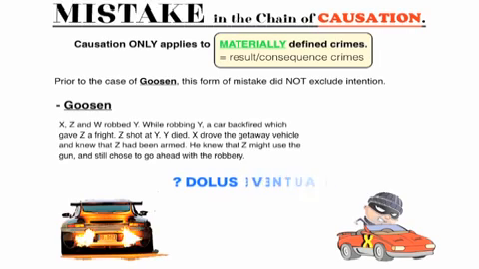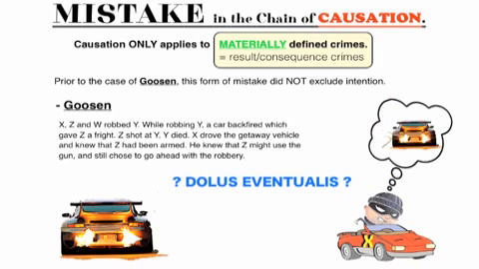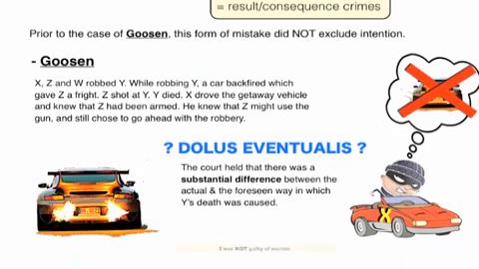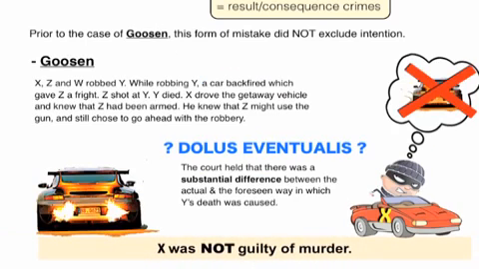The court had to determine whether X still had dolus eventualis because he had not imagined that Y would use the gun as a result of getting a fright from a car backfiring. The court held that there was a substantial difference between the actual and the foreseen way in which Y's death was caused. Thus, X was found not guilty of murder.